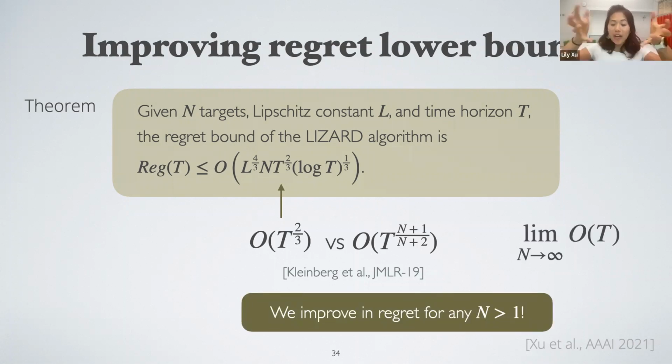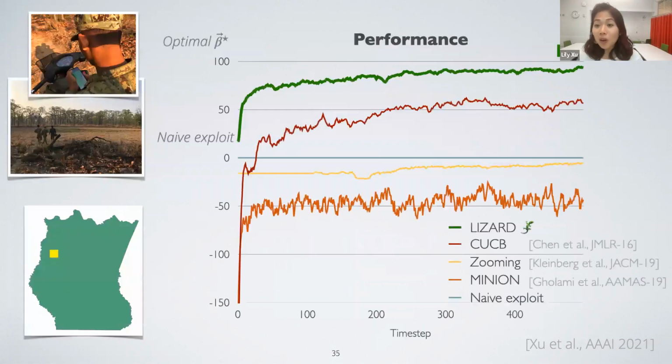So by combining decomposability along with monotonicity and Lipschitz continuity, we're actually able to improve upon theoretical bounds as well. We're also achieving strong empirical performance. Here we have simulations from real poaching data from SMART, in which our LIZARD algorithm in green achieves the highest performance compared to existing bandit baselines. And I want to highlight this is in particular in the early time steps, which is what we truly care about in this setting.